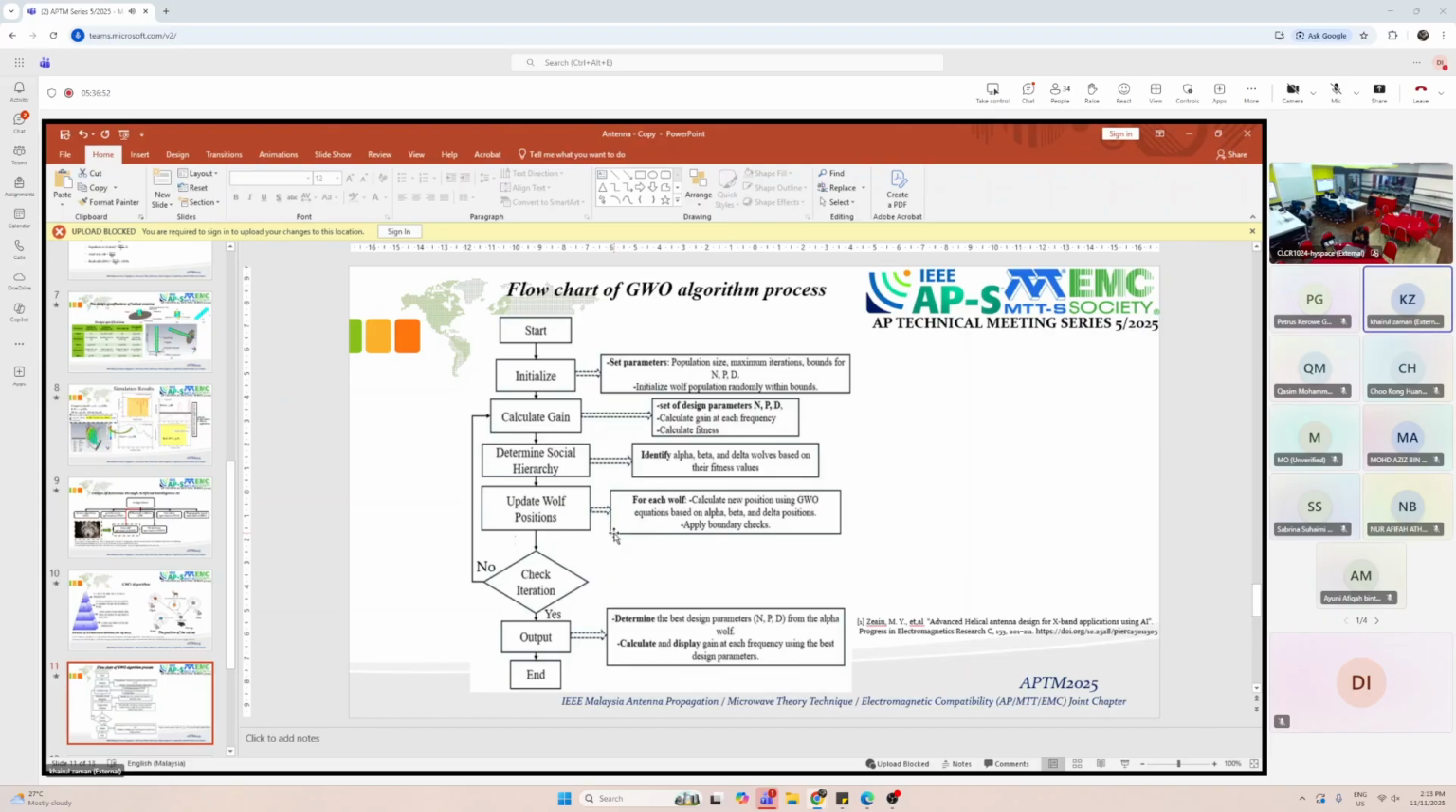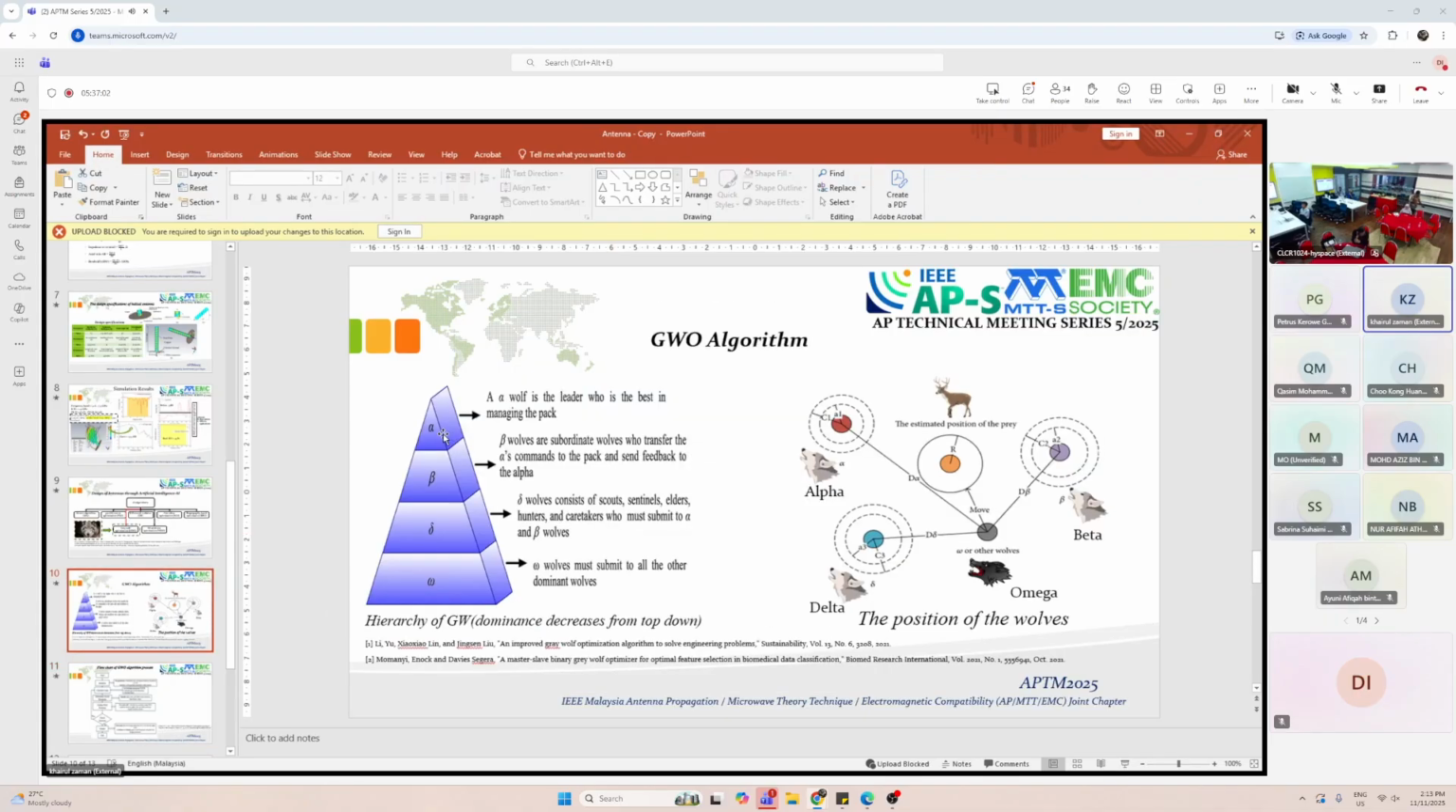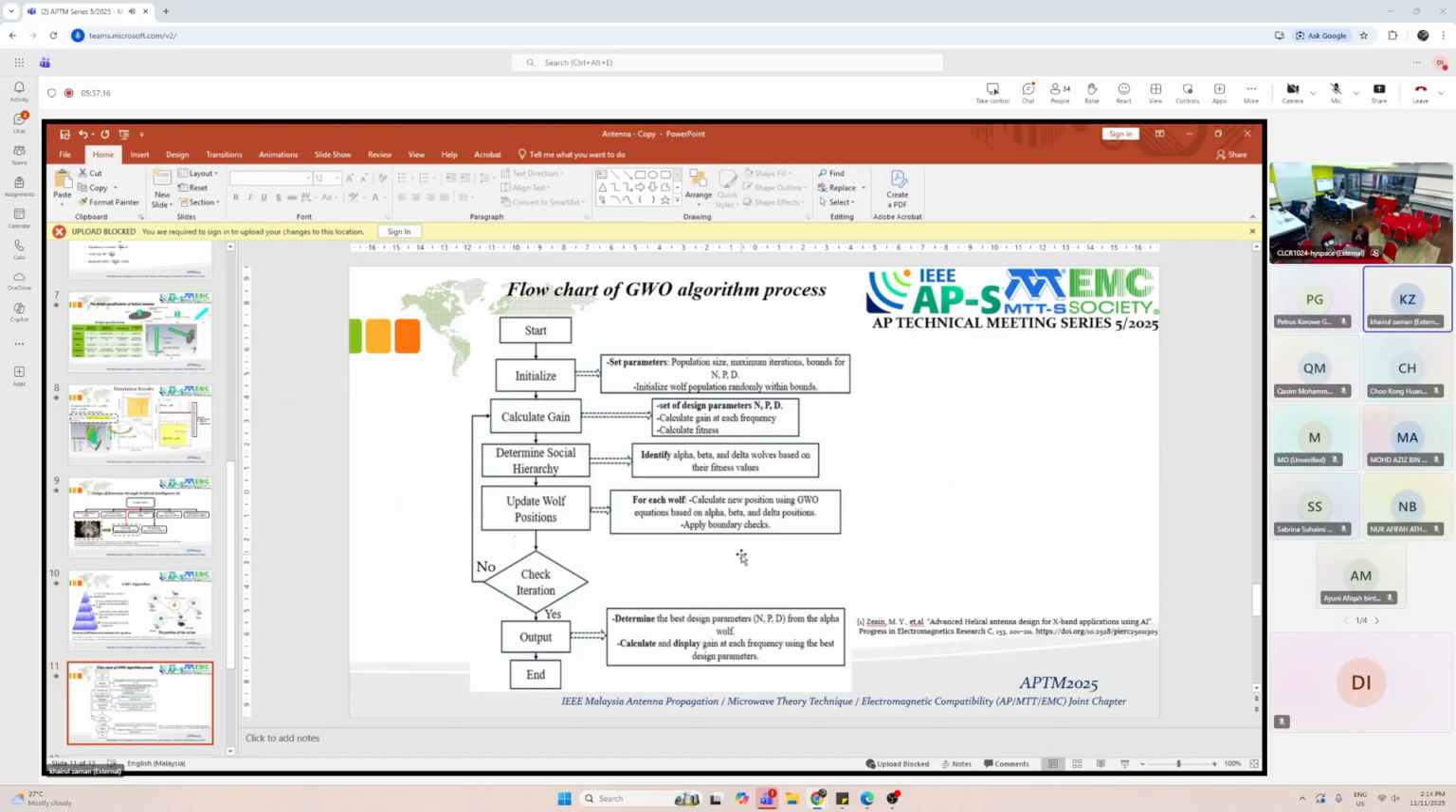For each wolf, calculate new position using GWO equations based on alpha, beta, and delta positions. As we can see here, this is the position of the wolves, how they update each other to get the prey. And then the next step, check iteration.